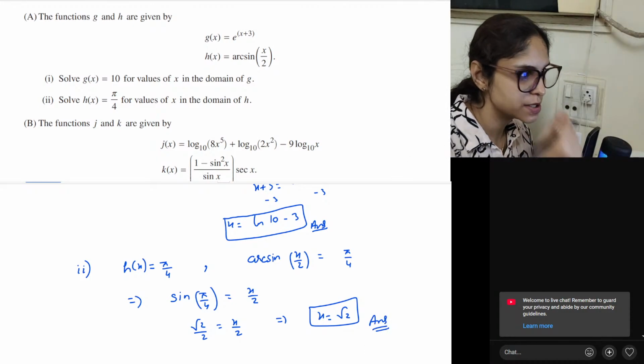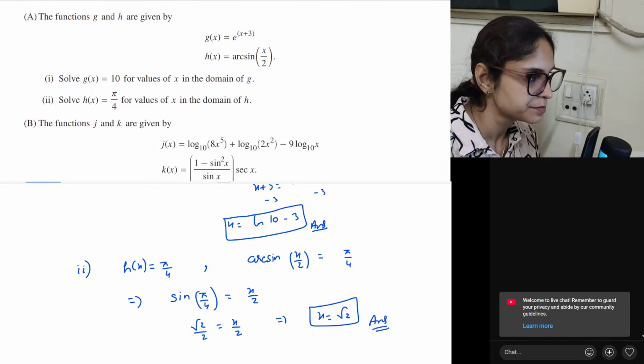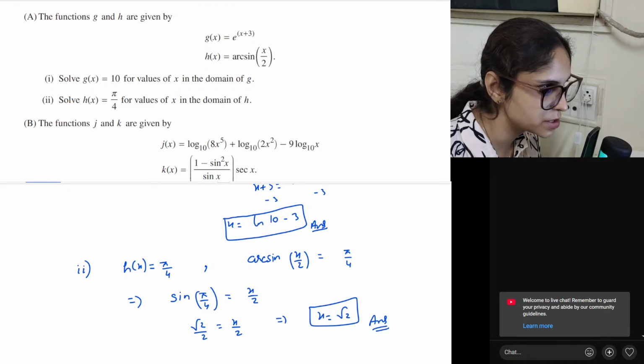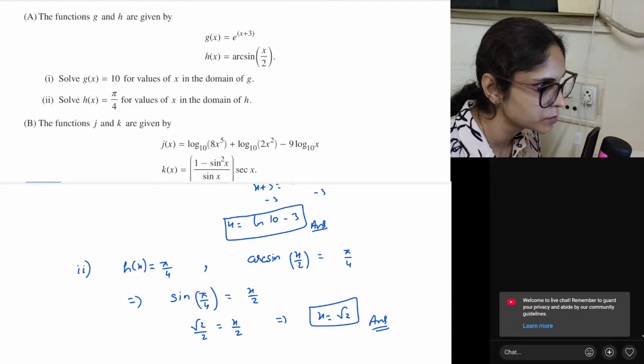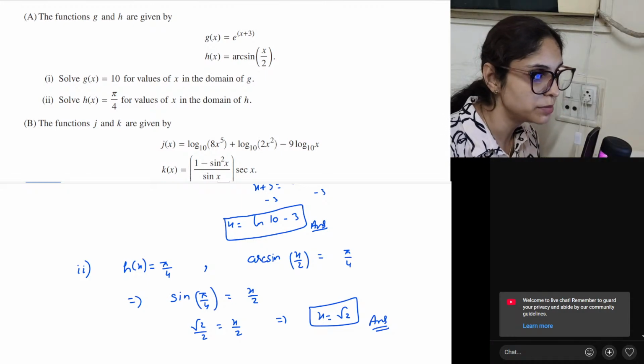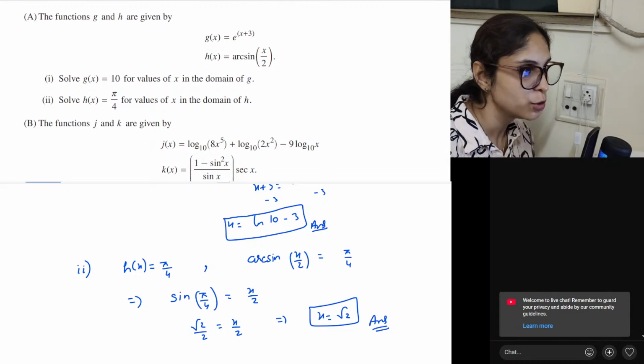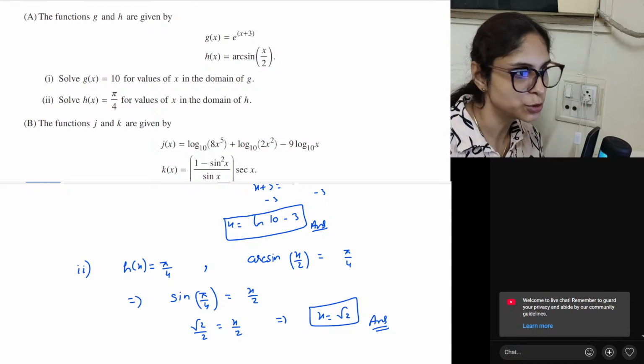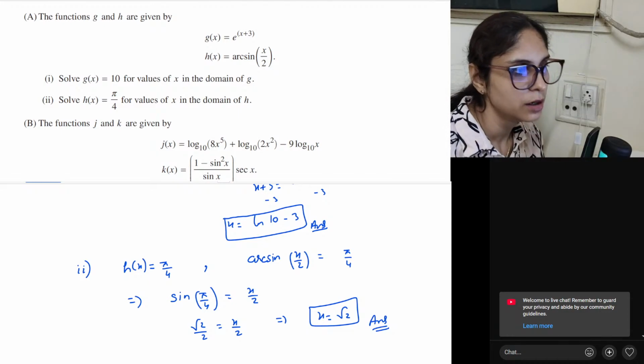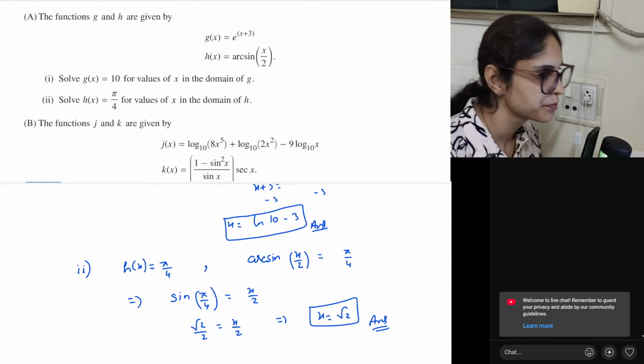So pretty simple, just equations you have to solve. Yes, the domain is from -1 to 1, but because it is x over 2, the domain will be from -2 to 2. That is why square root 2 is an applicable answer.